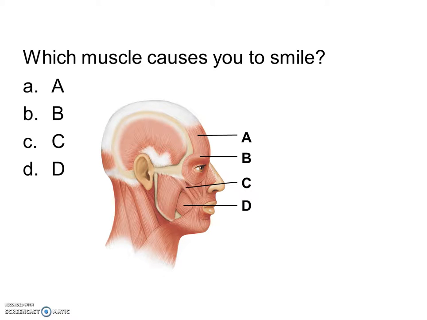So let's just try and look at this question. Take a look at all of the muscles and guess which one is going to cause you to smile. A, up here on the forehead, B, around the eye, C, right here connected to the zygomatic bone, or D, right in here.